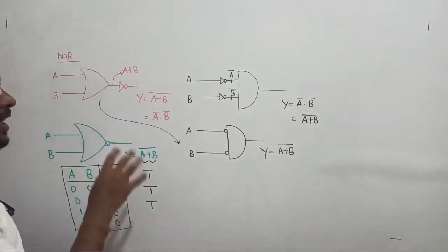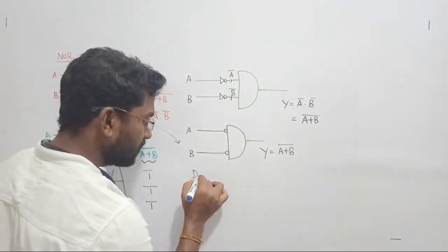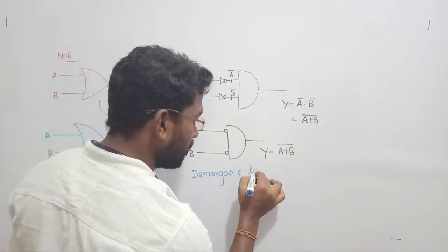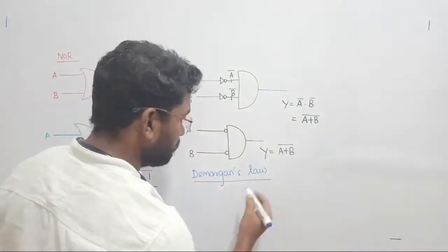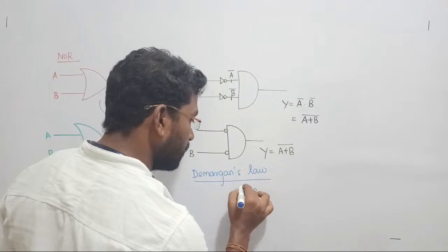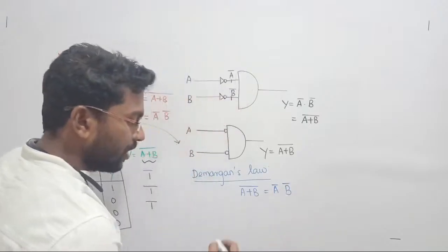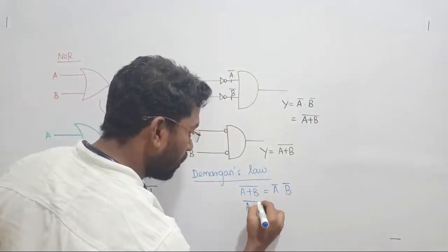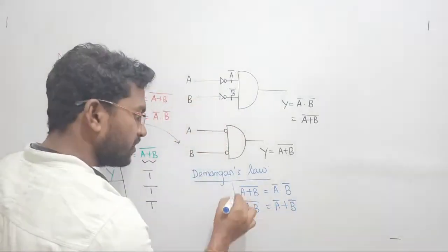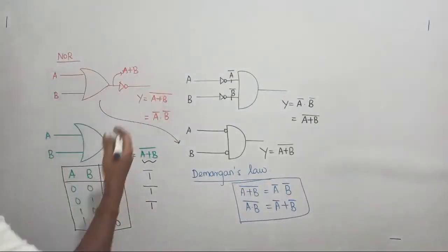Now from NAND gate and NOR gate, we have realized one simple theorem, one simple law. That law is called De Morgan's law. Since I'm introducing it, here we saw two laws, two theorems. According to De Morgan's law, if I have any function A plus B whole bar, that function can be directly written as A bar dot B bar. Similarly, if I have a function A dot B whole bar, then that function can be written as A bar plus B bar. Clear? So with the help of De Morgan's law, we are realizing NAND gate and NOR gate.